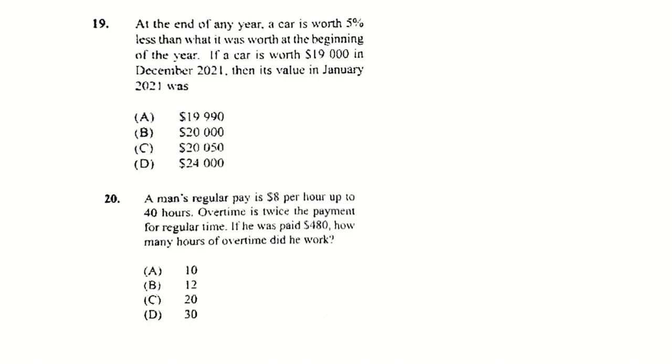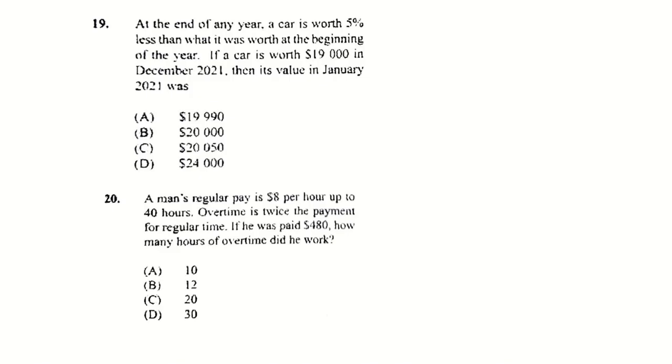No, this is a different question. At the end of each year, a car is worth 5% less than it is worth at the beginning of the year. If the car was worth 19,000 in December 2021, then what is the value of the car in January 2021? So they want to know the value before that decrease, because the 19,000 they give you is after the 5%.